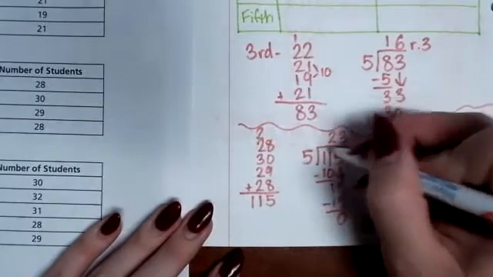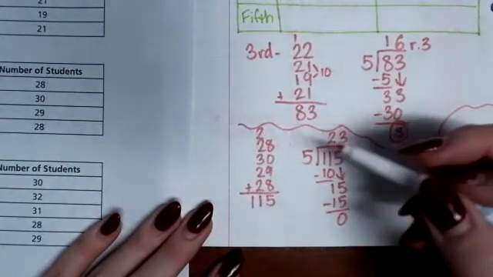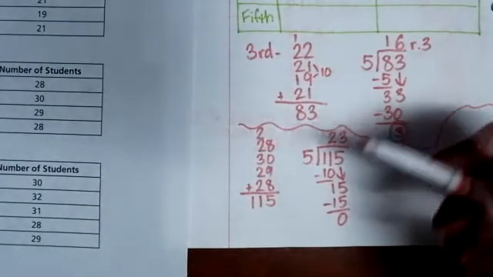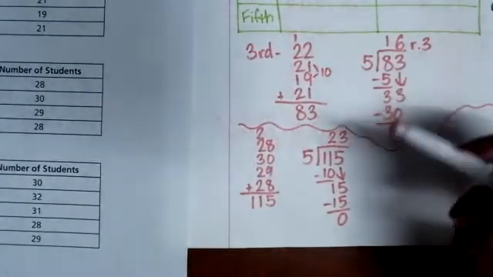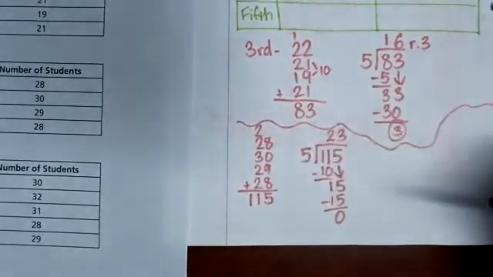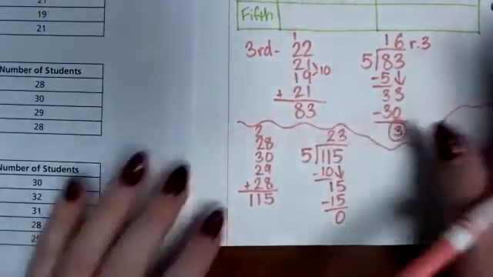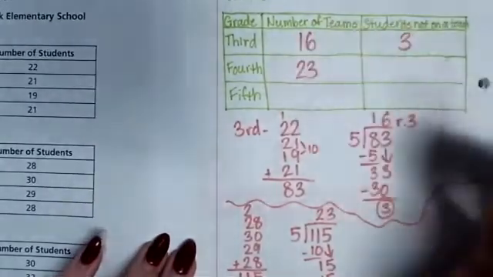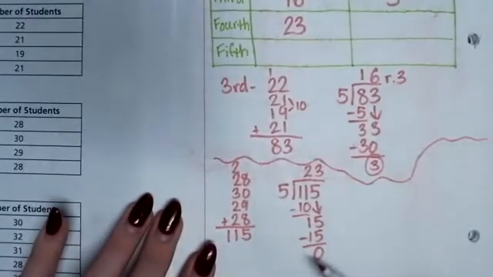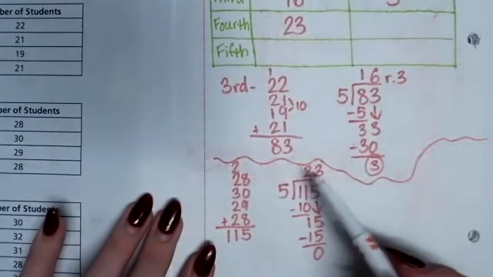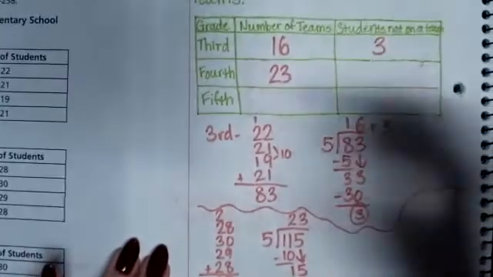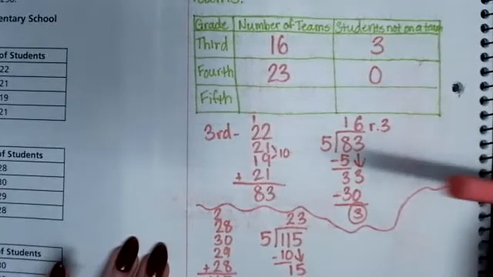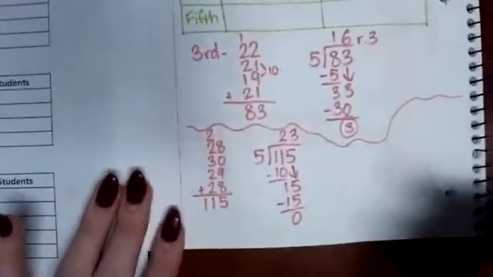So it looks like I have 23 students in, or sorry, 23 teams in my 4th grade class when we divide them into groups of 5. So I have 23 teams. So I'm going to put that up here. For 4th grade, I have 23 teams. And then students not on a team. It looks like for this one, I don't have any leftovers. Everyone fit into a team evenly. So it looks like there are no students who are not on a team. Everyone's already on a team for 4th grade. Okay, let's do it one more time for 5th.